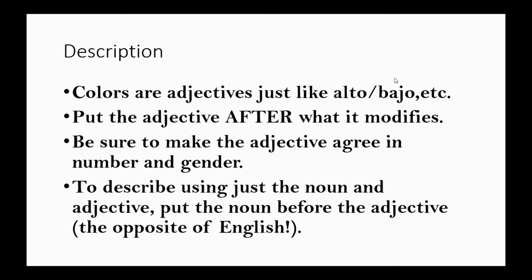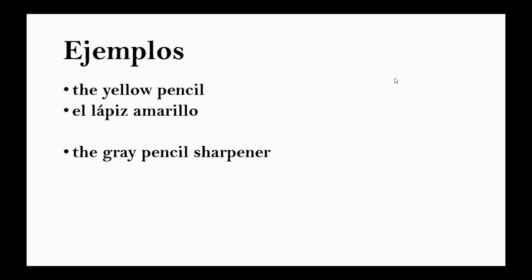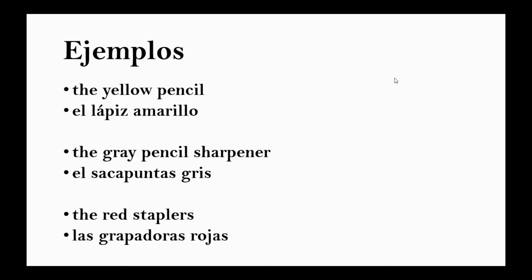And again, you're going to put the noun before whatever it's modifying, which is the opposite of what we do in English. So if I want to say the yellow pencil, I have to say the pencil yellow. El lápiz amarillo. The gray pencil sharpener. El sacapuntas gris. If I want to say the red stapler, stapler is grapadora, I say las grapadoras rojas.